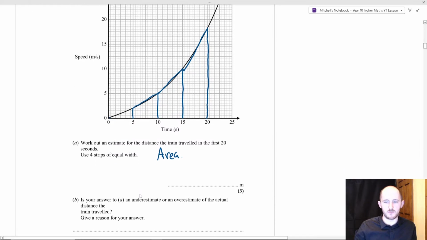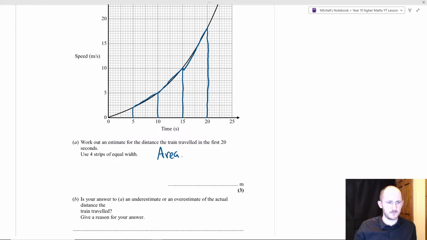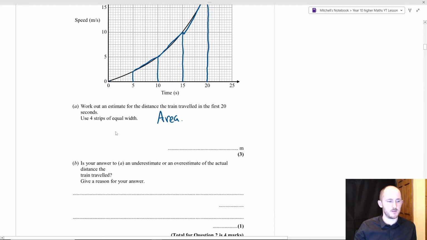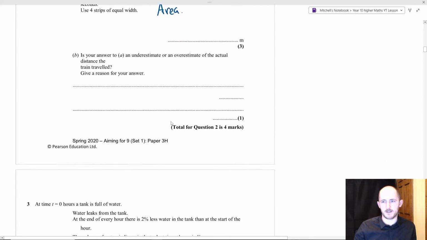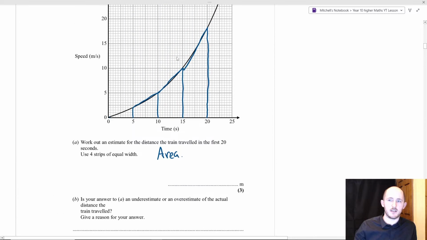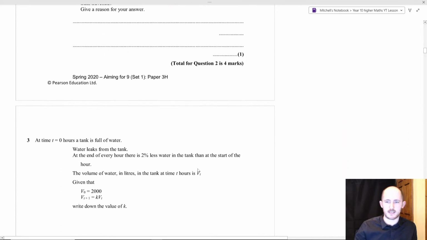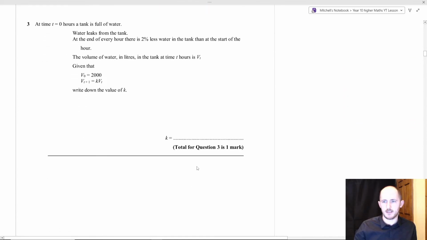So we don't need to go through that. Do you want me to go through that, or is that okay? Good. So yeah, with trapeziums, you can skip. Perfect. And then over or underestimate: if you look where I've drawn my lines, they're above the curve. So in this case, it would be an overestimate. So that's how you do it. Okay, 1 mark.